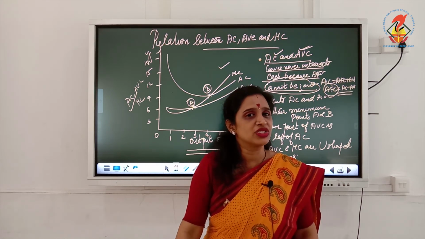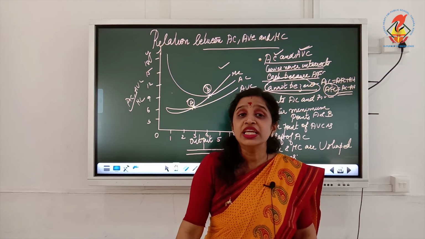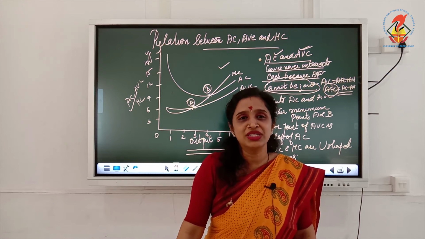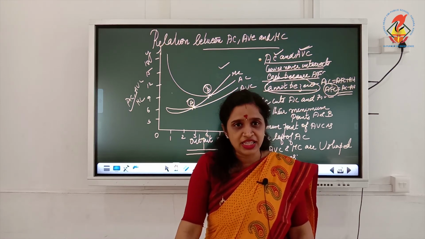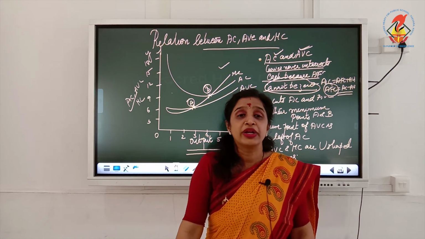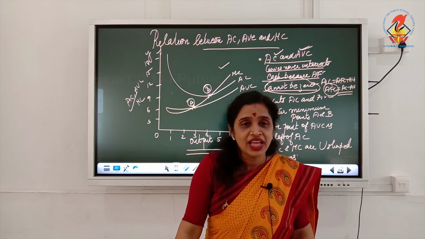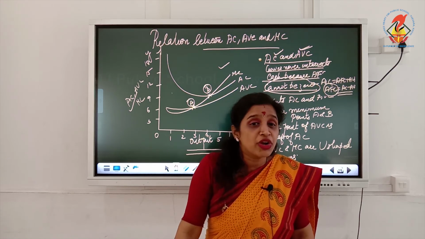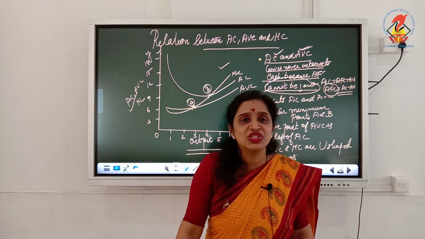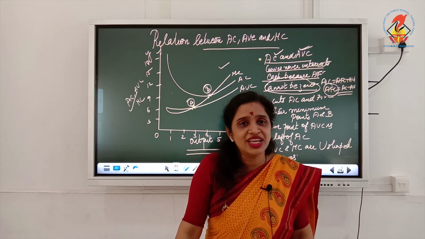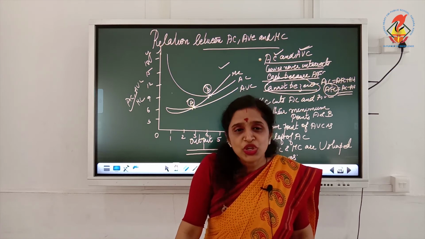Why can AFC not be 0? Because TFC cannot be 0. That is what we have learned, isn't it? Even at 0 level of output there will be a TFC. So once again I am repeating the point. AVC and AC move in the same direction, but as output increases their gap will decrease, but they won't intersect because AFC cannot be 0. AFC cannot be 0 because TFC is not 0. It is a positive value even at 0 level of output, because you know that AFC depends on TFC. AFC is equal to TFC by Q.